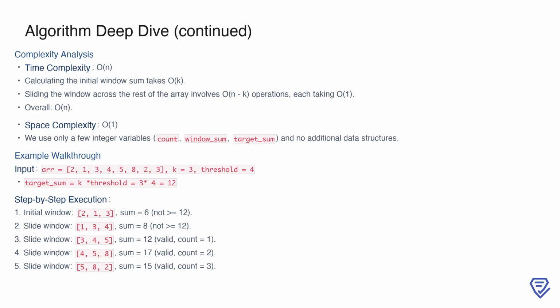To illustrate the process, consider an example where the input array is 2, 1, 3, 4, 5, 8, 2, 3, k is 3, and the threshold is 4. The target sum is 12. Starting with the initial window, 2, 1, 3, the sum is 6, which is less than 12. As we slide the window, we update the sum and check if it meets the target. For instance, when the window becomes 3, 4, 5, the sum is 12, which is valid, so we increment the count. This process continues until the entire array is processed.